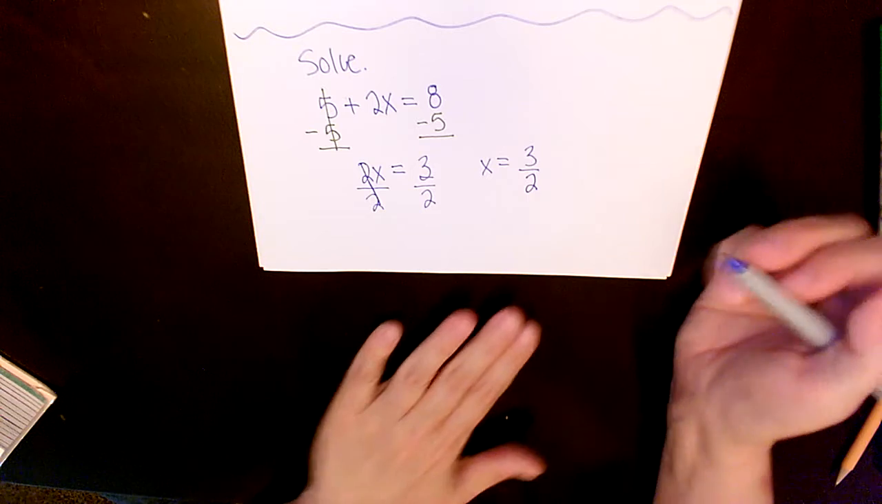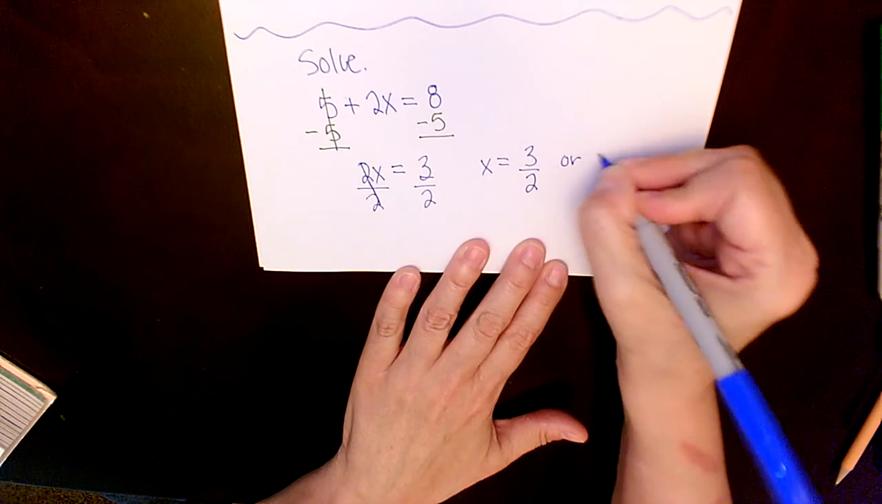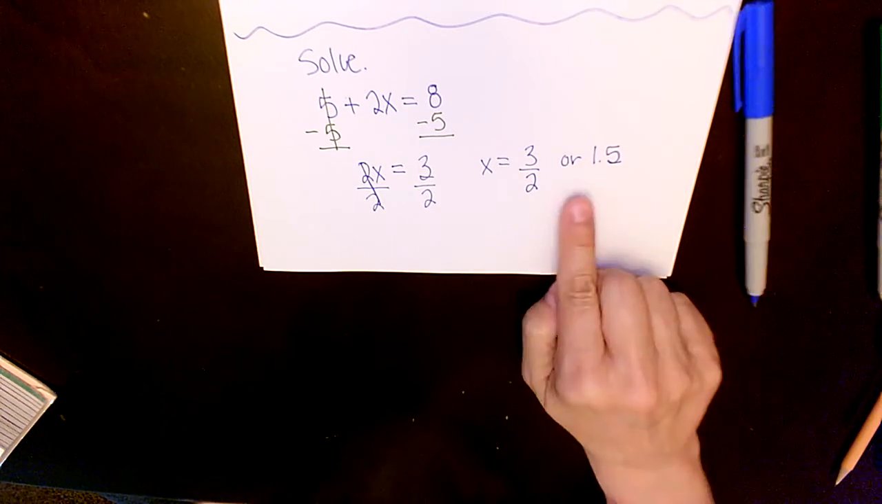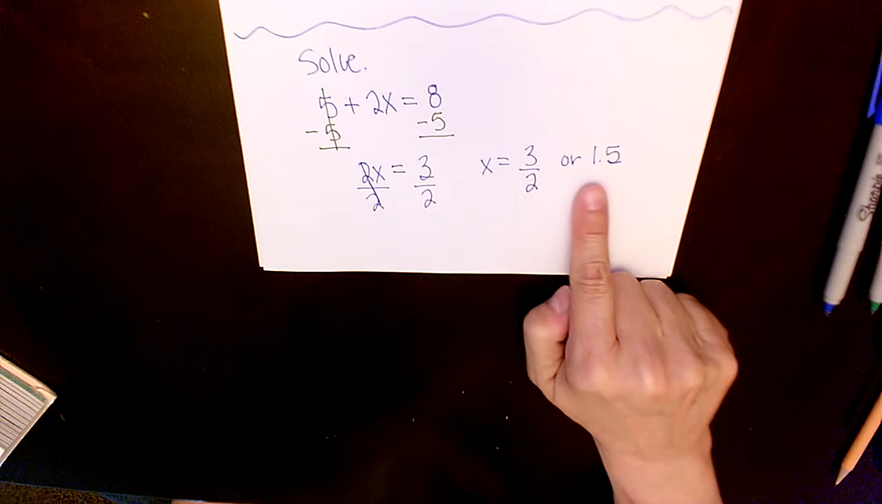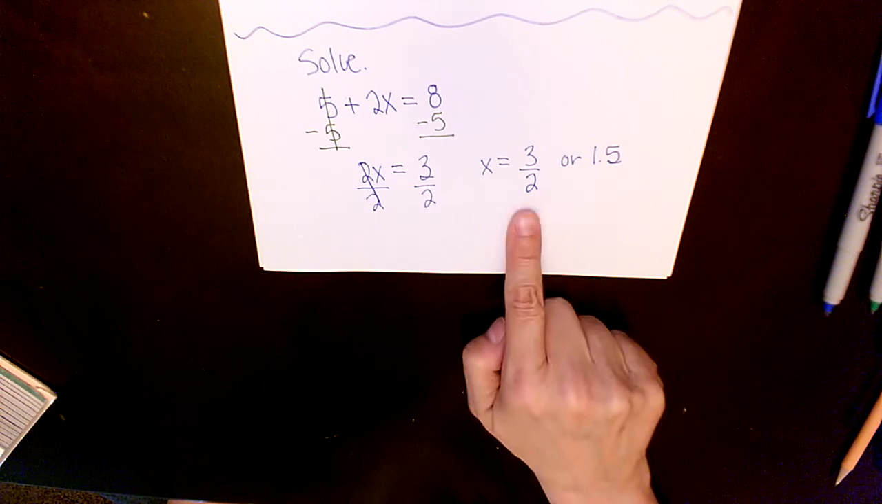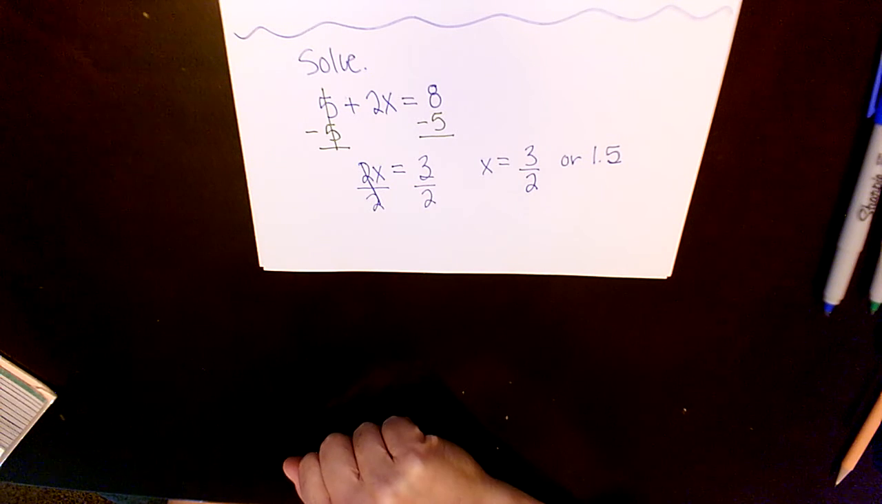You can put that in with the keypad, or if you want to make that a decimal, 1.5. Hawks will take either the fraction or the decimal for an answer.